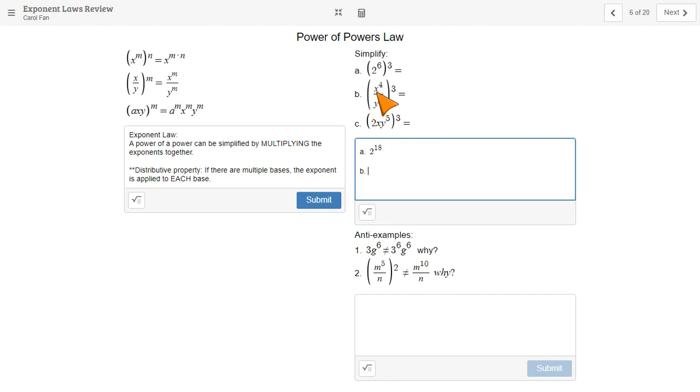Second example, x to the power of 4 divided by y to the power of 2, all of it is to the power of 3. Now remember, if I have more than one base, my exponent has to be distributed to each of the bases. So we're going to use the power law for my numerator and for my denominator. So our first one, we have x to the power of 12, all divided by y to the power of 6.